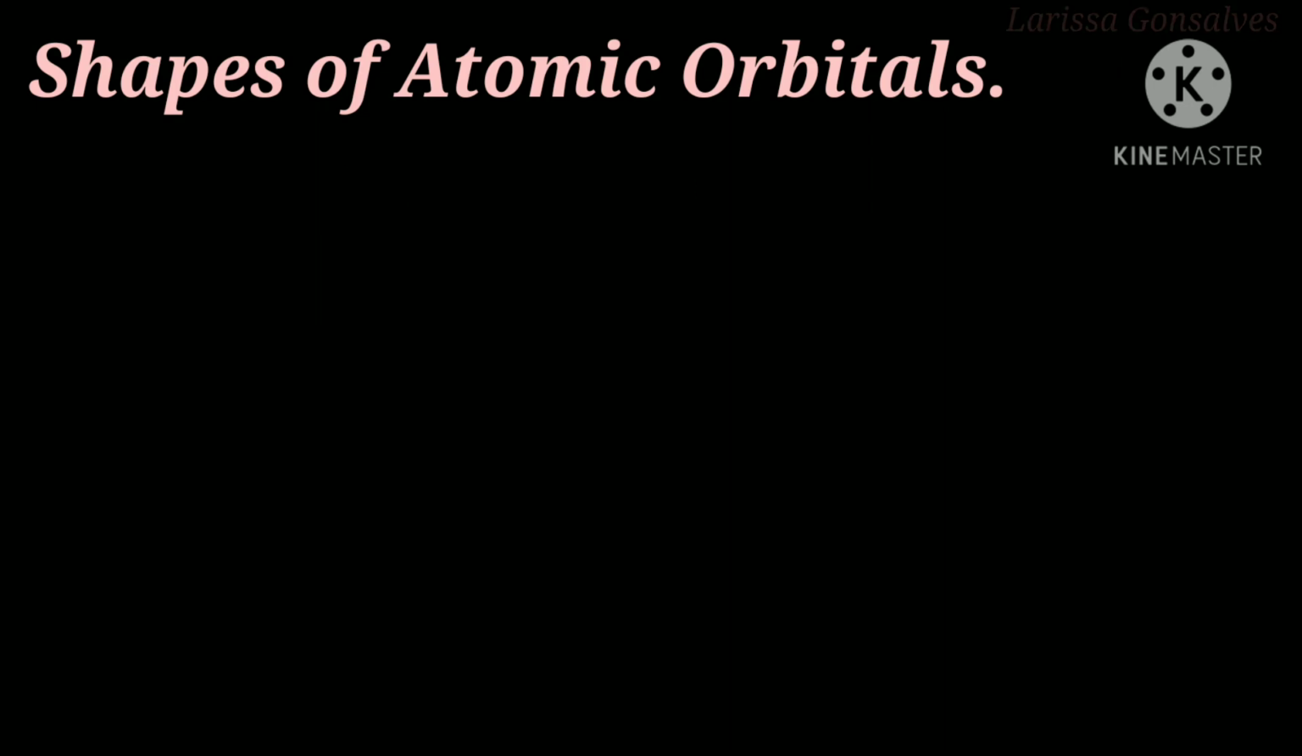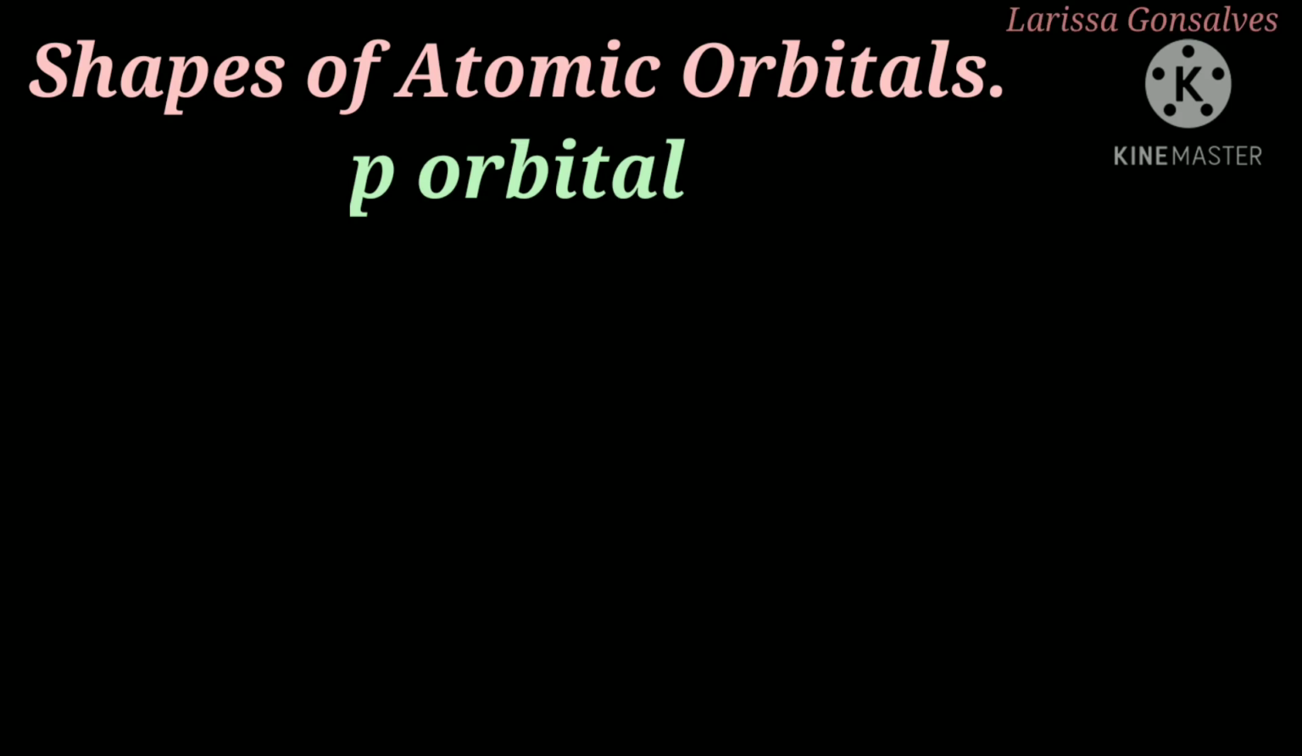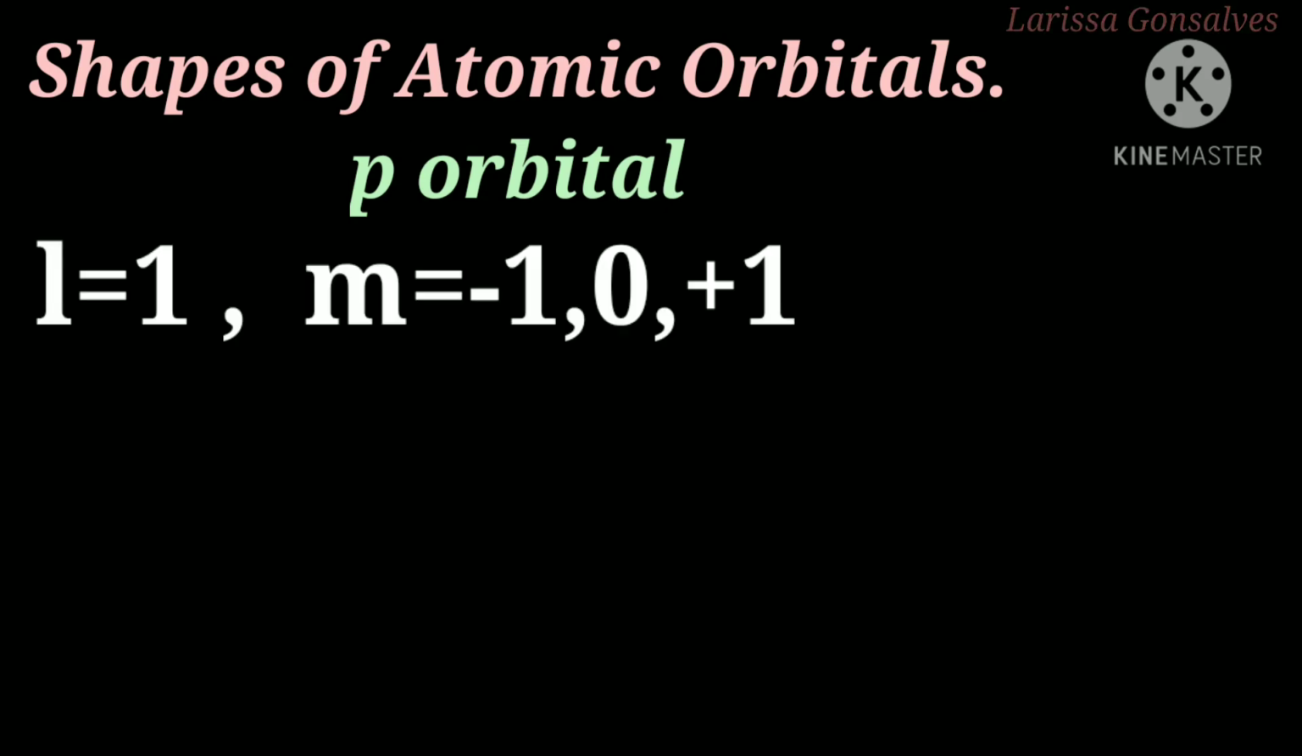Next is the shape of p orbital. The p sublevels begin from the second orbit. For p sublevel, l is equal to 1, which indicates that it has 3 values of the magnetic quantum number m, equal to -1, 0 and +1. We have already studied this while learning the quantum numbers. These are designated as px, py and pz. This depends upon the axis in which the electron density is present.